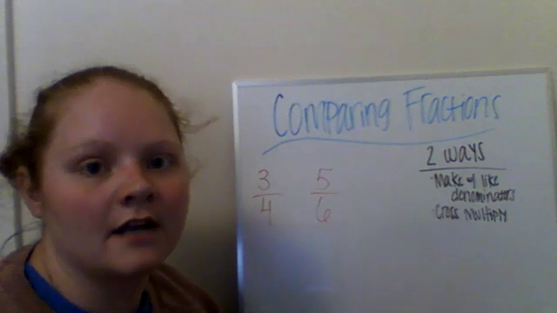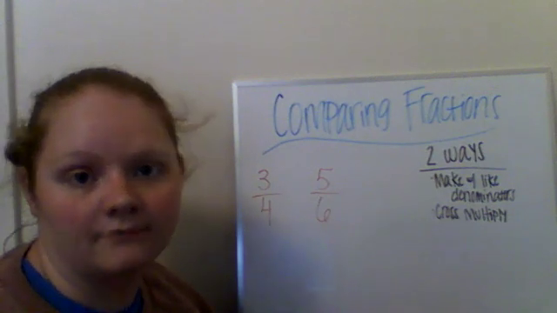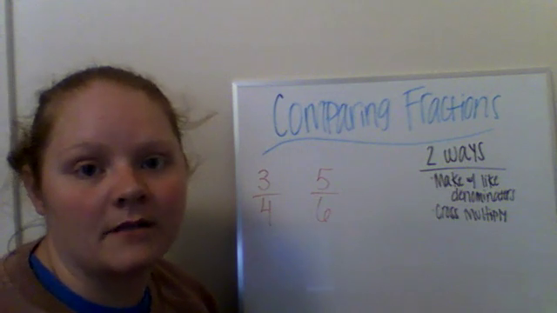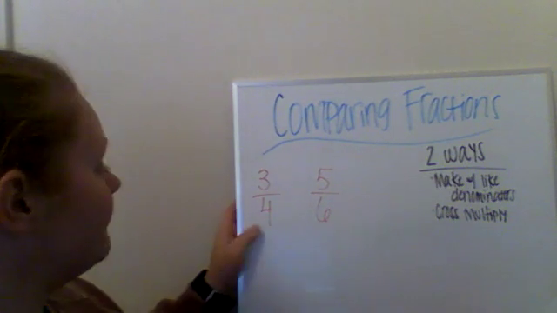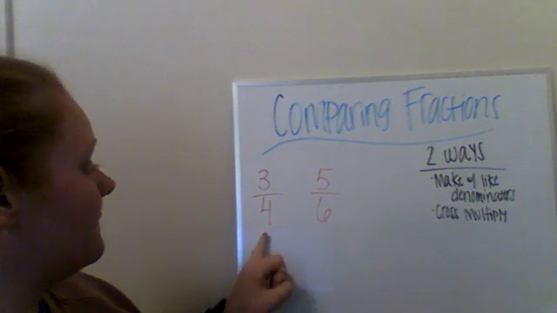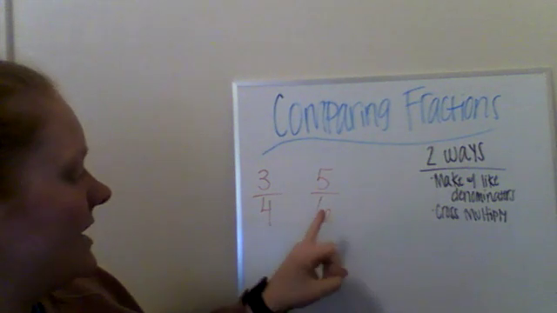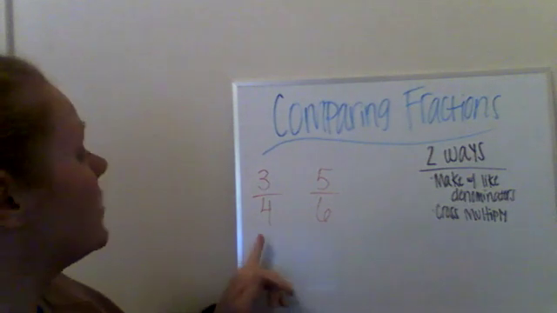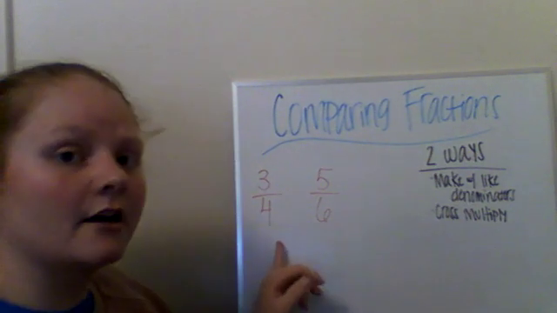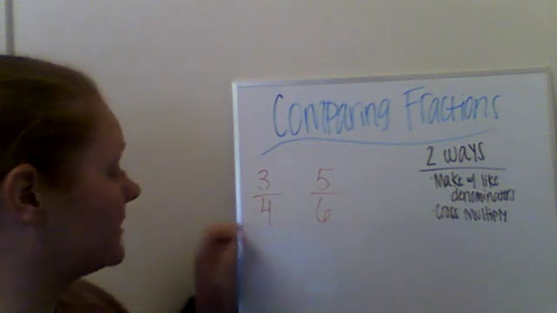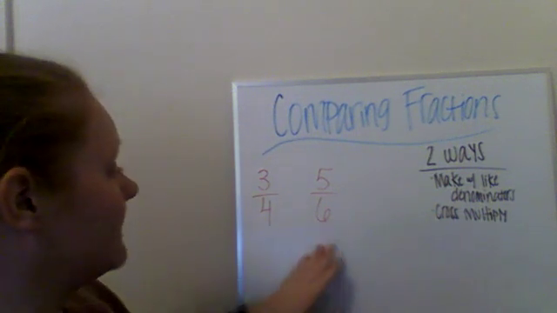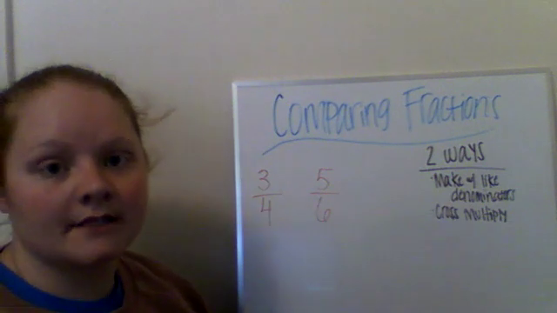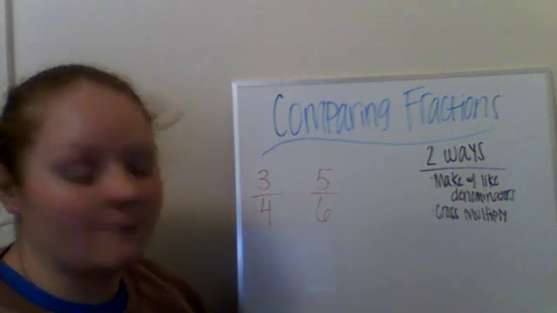My first method I'm going to show you is the long way. We're going to take these two fractions and make like denominators out of them. If I look at 4 and 6, I know 4 is not a multiple of 6, and 6 is not a multiple of 4. But I can find a common multiple of both 4 and 6. When I look at 4 and 6, the first multiple I think of is 24, because I know 4 times 6 is 24, and 6 times 4 is 24.